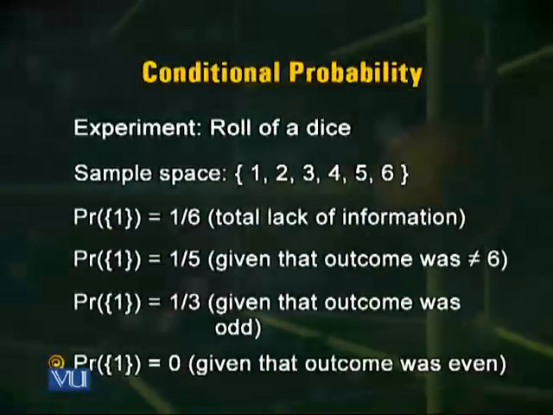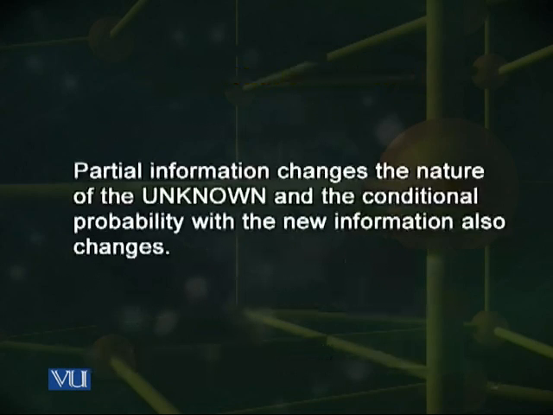over 3. And if the information given is that the outcome is an even number, then the probability of the outcome being 1 is 0. So without any information, the probability of 1 is 1 over 6. And with different kinds of partial information, the nature of the unknown gets changed, and the conditional probability with this new information also gets changed.